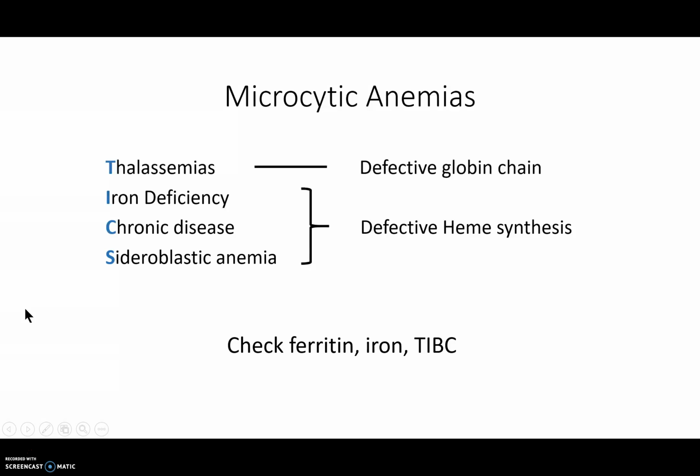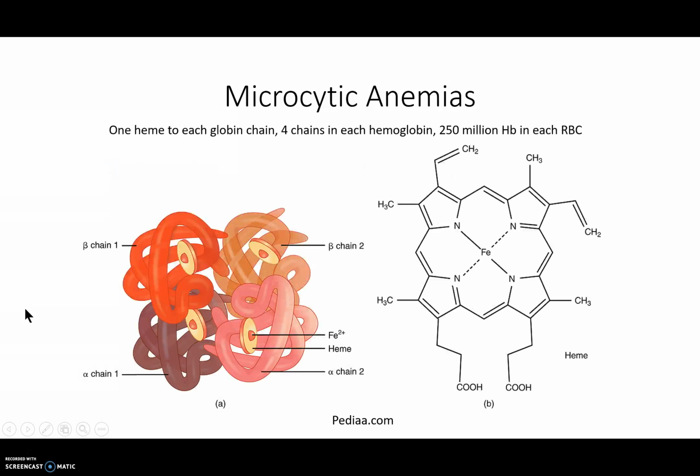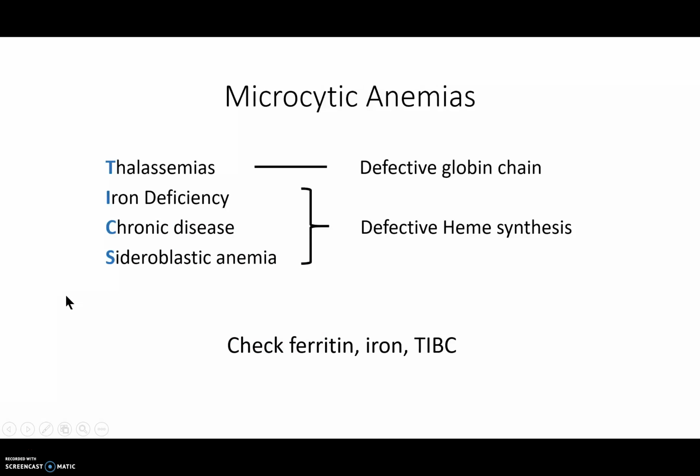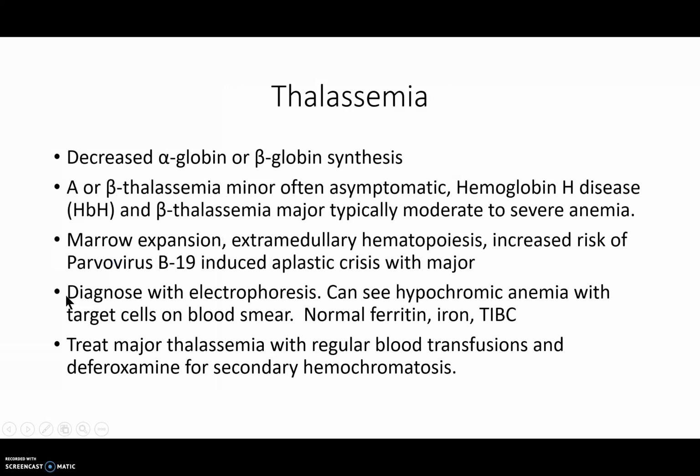The thalassemias are going to be your globin chain. And remember, alpha chain and beta chains, you're probably familiar with these already, but those are going to play a part in the type of thalassemia that you'll see. If you have microcytic anemia, checking your ferritin, your iron, your TIBC, which is your carrying capacity, is how you're going to be able to differentiate between these, and we'll talk about that in a moment.